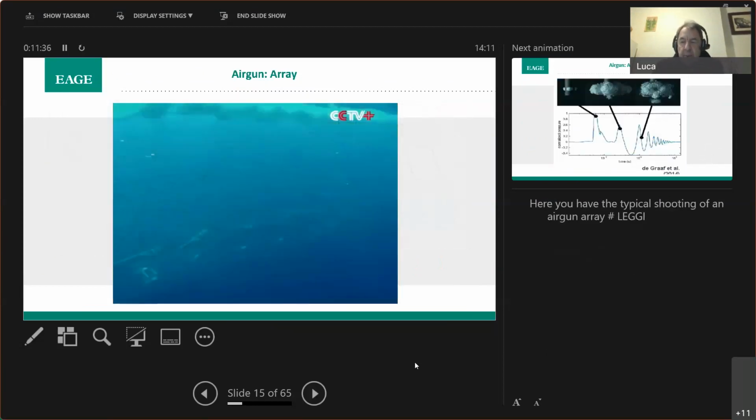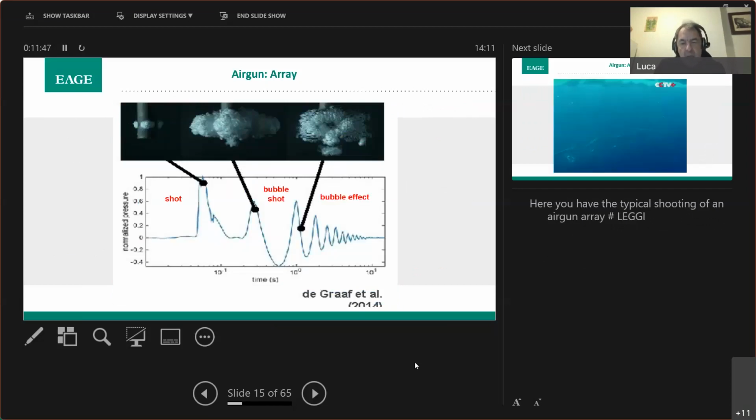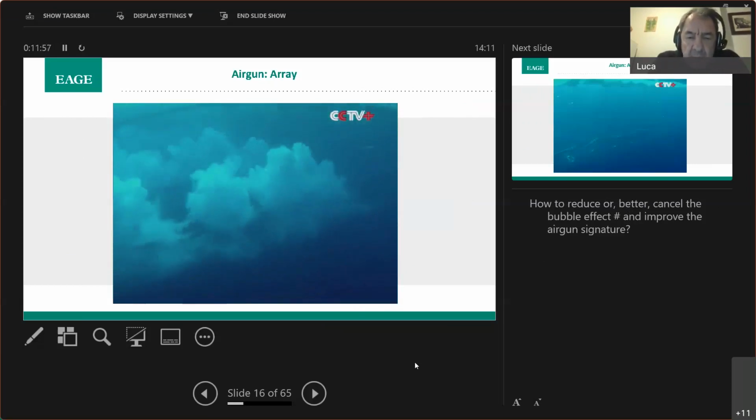Here you have the typical shooting of an airgun array. And you can see the shot, bubble shot, then bubble effect. Here again we have an explosion. The point is how we can reduce the bubble effect in order to improve the signature of airgun.